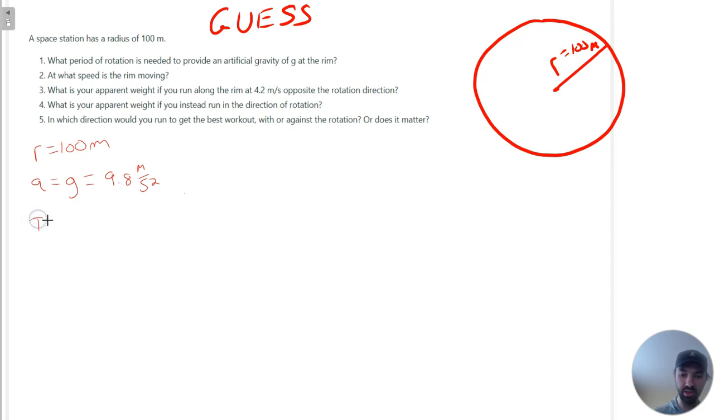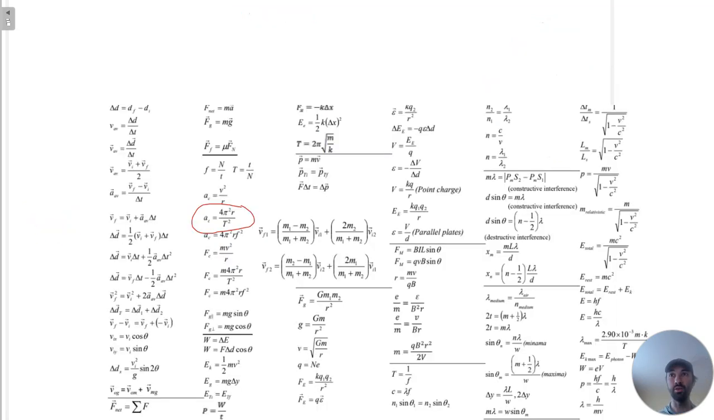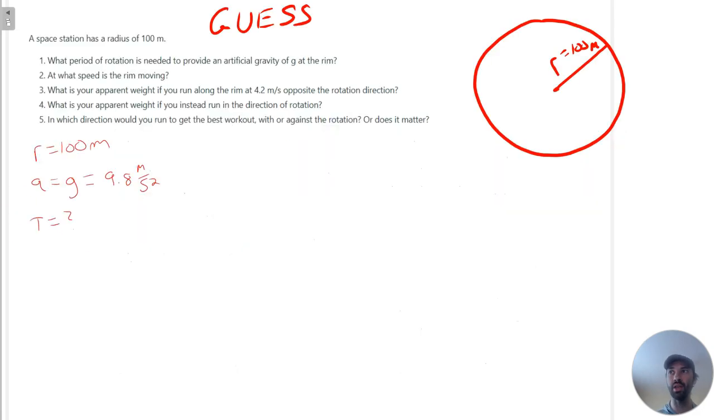The question says, what is the period of rotation? Now, as part of the GUESS method, what we do is we go and find an equation that we can solve. In order to solve it, there can only be one unknown. It turns out this student has this equation right here. Do we know acceleration? Yes. Do we know the number 4? Yes. Do we know pi? Yes. Do we know the radius? Yes. Do we know the period? No. So it's the only thing we don't know, and we can solve it.